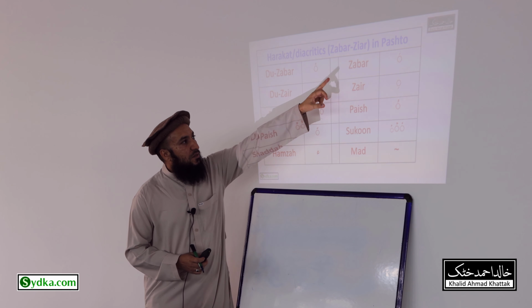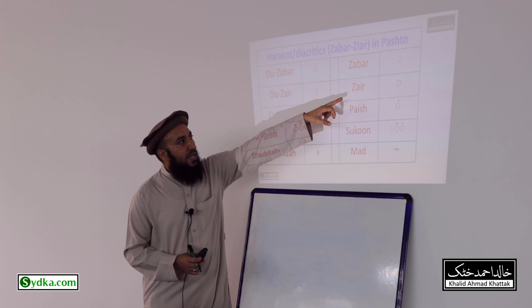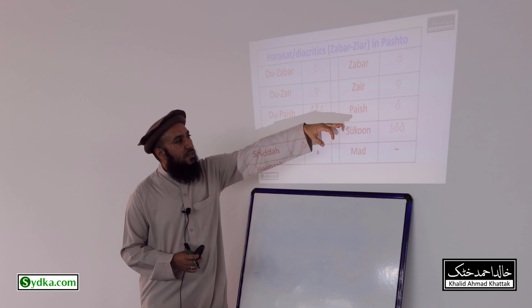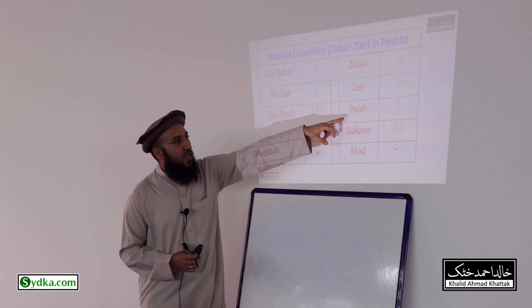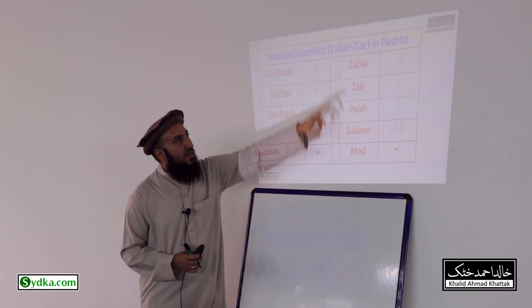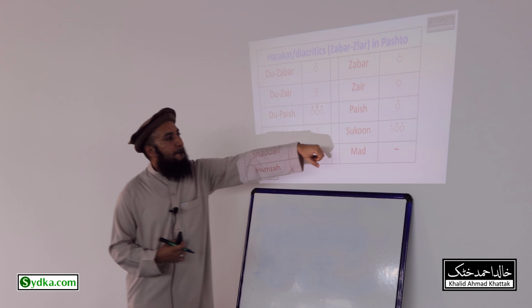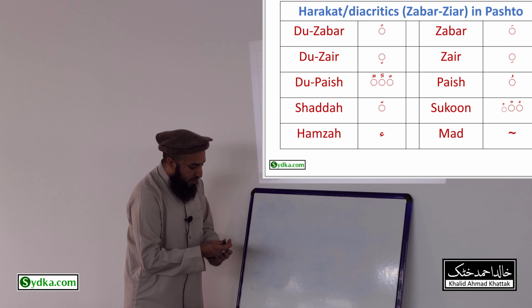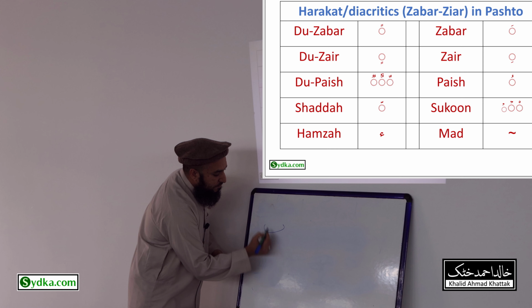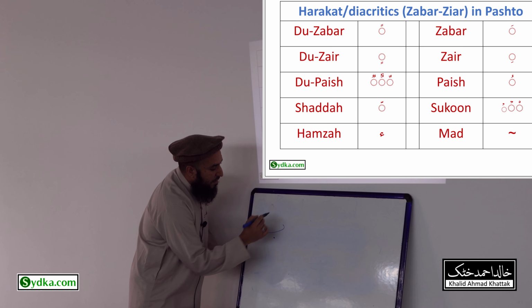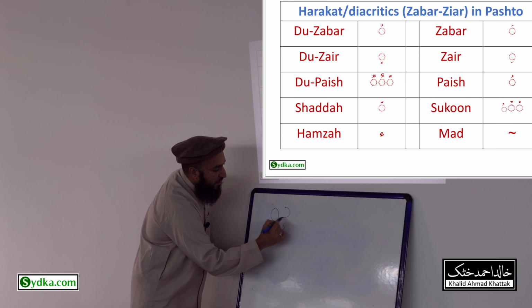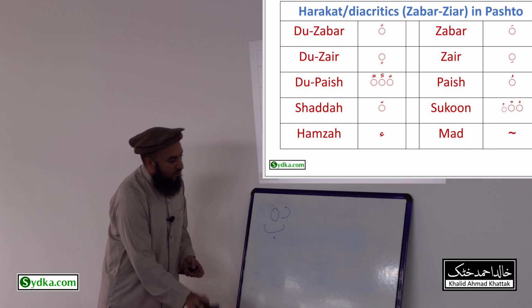The first one is Zabar, which goes on top of a letter. The second one is Zair, which goes under the letter. The third one is Pesh, which goes on top of the letter. So the sound would be A, E, U, okay? And then we have the sukoons. In Arabic, if we have, let's suppose, a word as be, ba, and we have sukoon, we write it like this or like this, okay? Different ways of writing it.